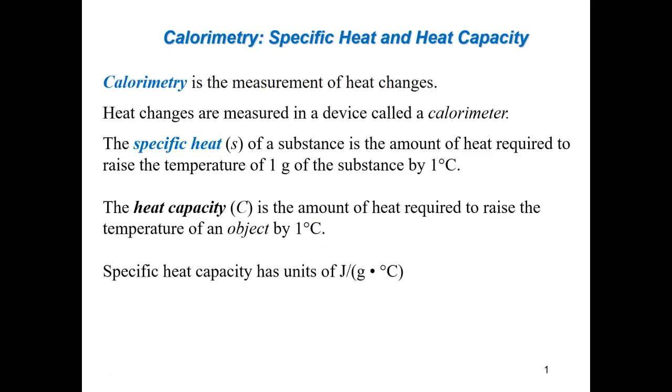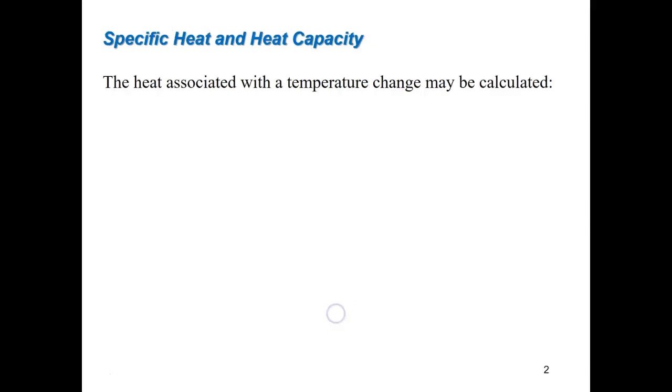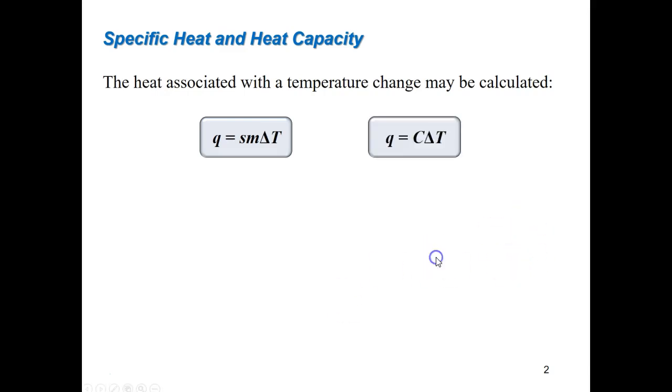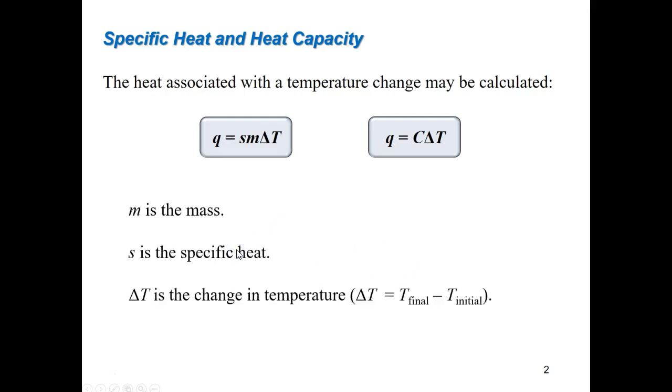So the units of specific heat are joules per gram degree C, and the units of heat capacity are just simply joules per degree C. The heat associated with a temperature change can be calculated one of two ways. Either heat is equal to specific heat times mass times change of temperature, or heat is equal to the heat capacity times the change of temperature. M is the mass, S is the specific heat, delta T is the change in temperature, T final minus T initial, and C is the heat capacity.